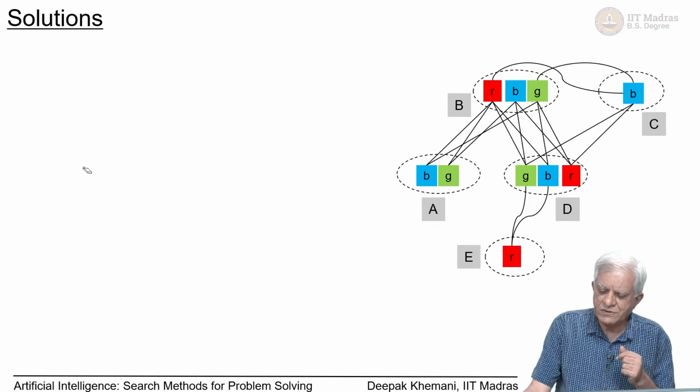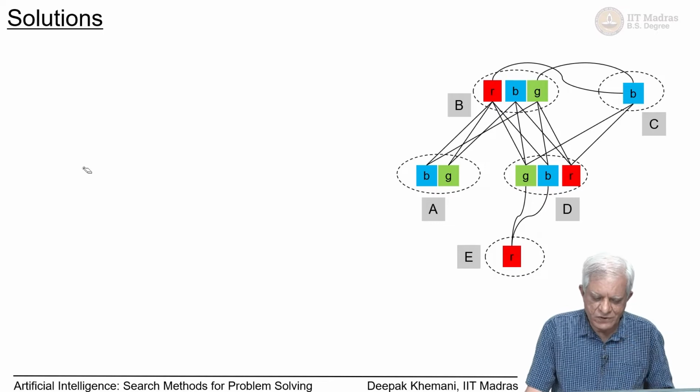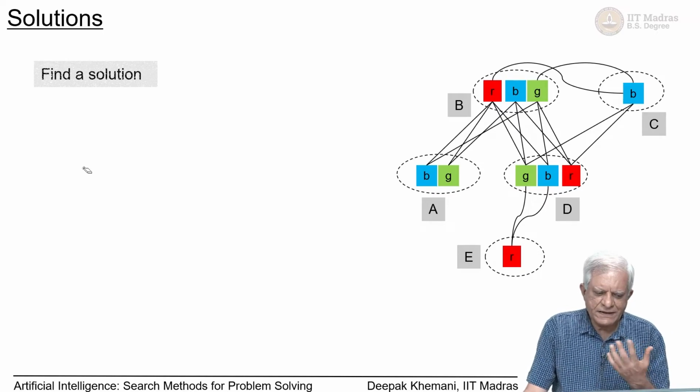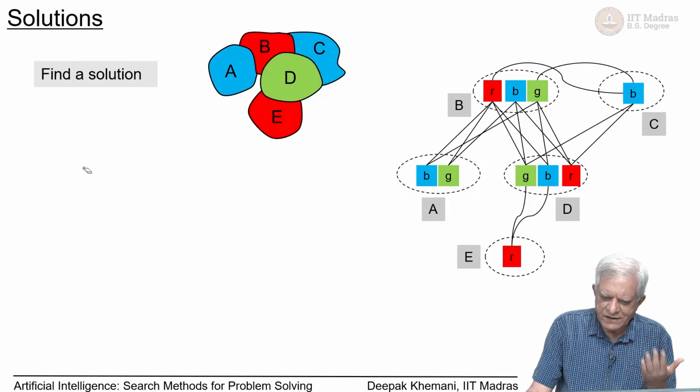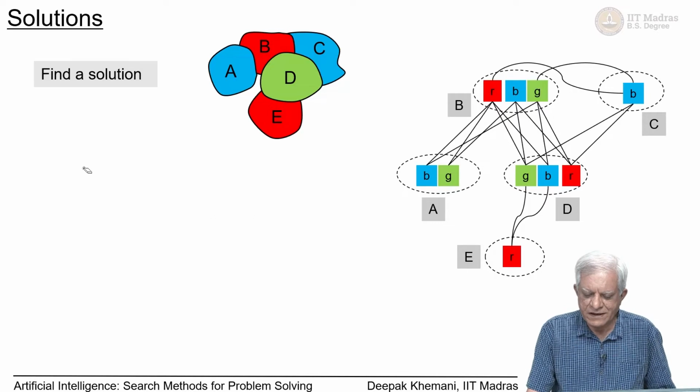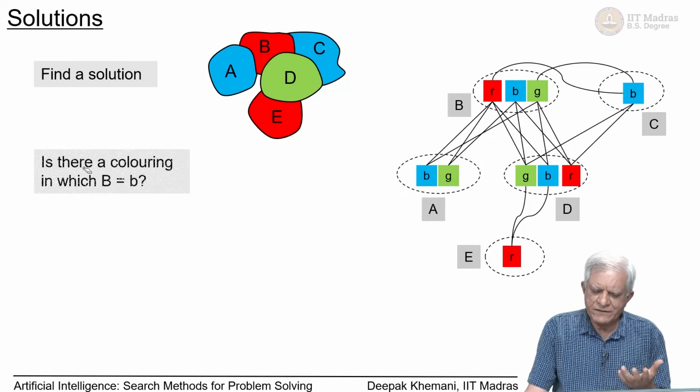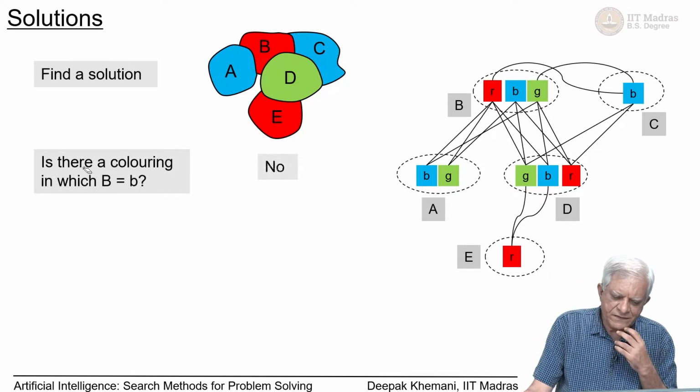What are the solutions to this problem? That is what we would expect our constraint satisfaction solver to do for us. So, we might say find a solution, and it will do whatever processing it is doing and return to us a solution where this is the coloring. We might even say, is there a coloring in which region B has the color blue, and then the algorithm should come back and say that no, there is no such coloring.